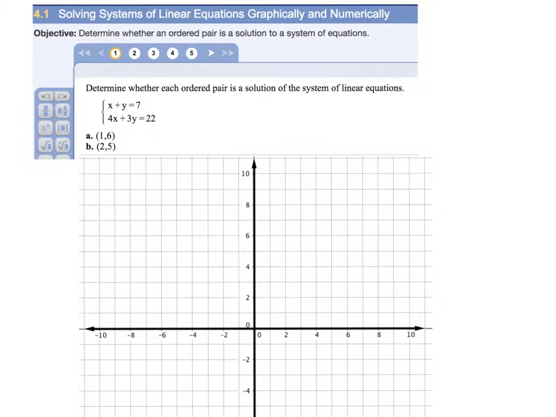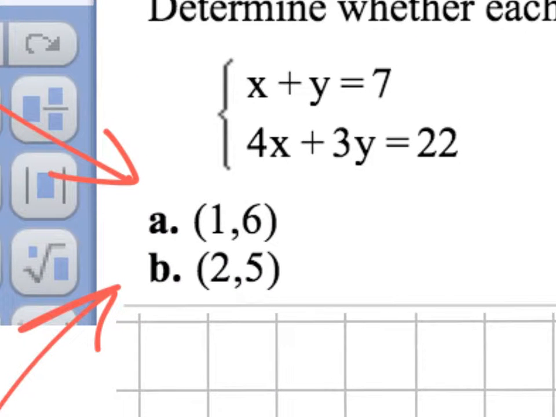So what you're going to do is determine whether these points are a solution of the system. You've got this point here, and this point here. In order to know if it's a solution, that point has to work for both lines. Now, I'm going to zoom in here, and you've got to remember that the first value is the x, the second value is the y. So in this case, in b, the 2 is the x and the 5 is the y, and in a, the 1 is the x and the 6 is the y.